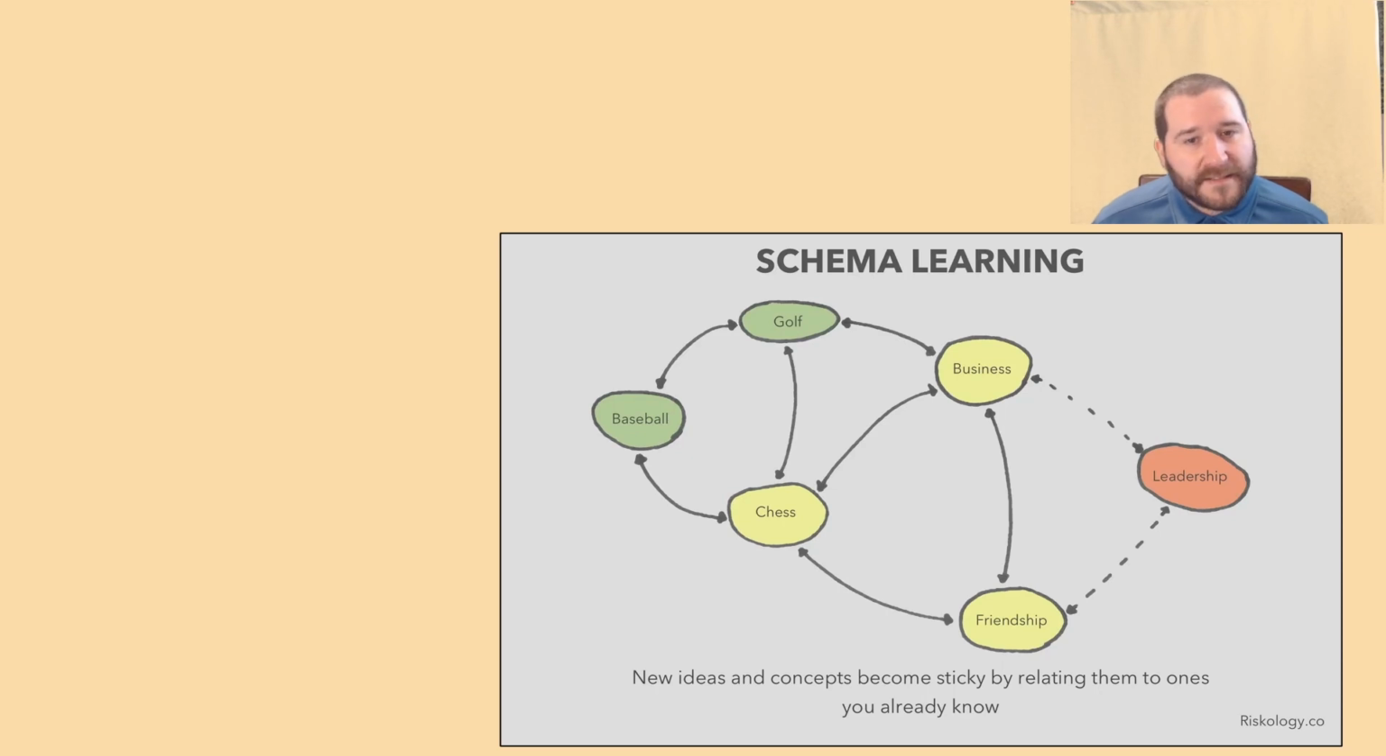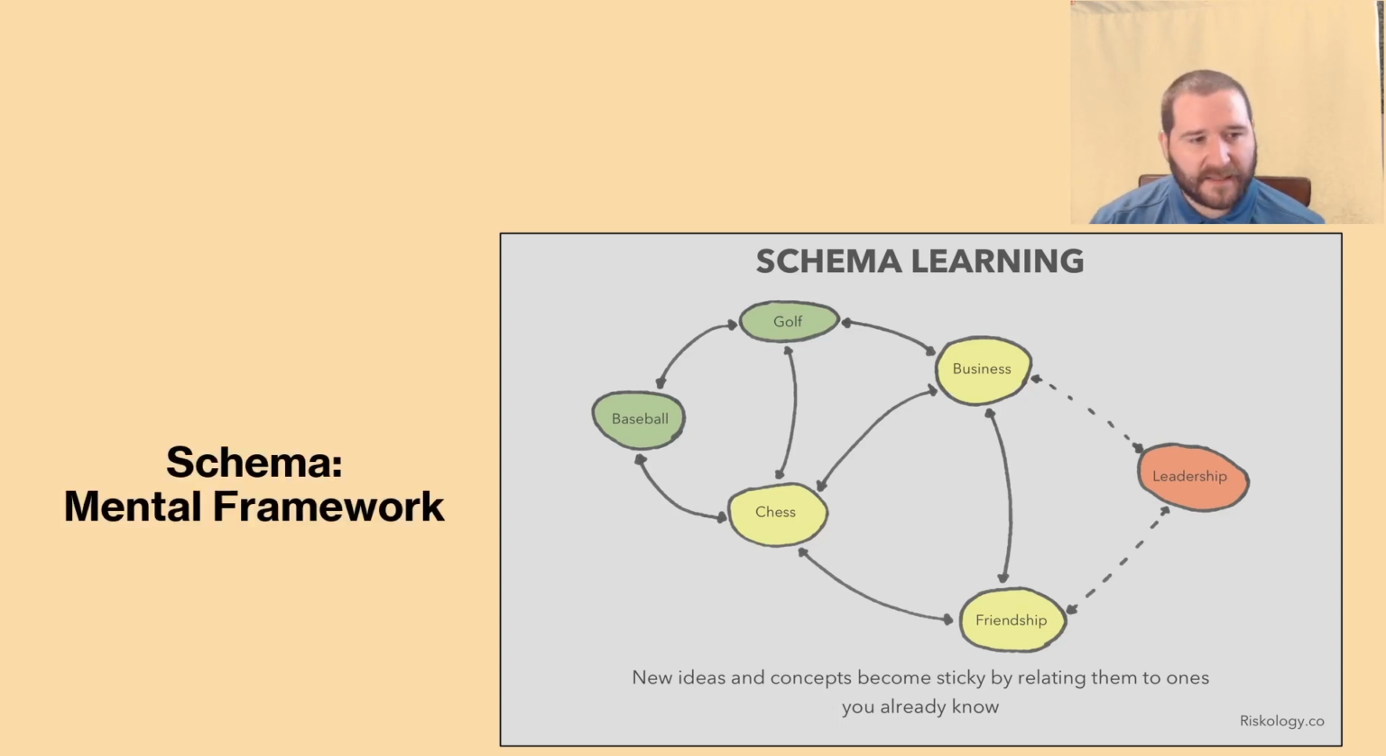But before we get to cognitive load, there's one more idea I want to talk about, and that is the idea of schema. Okay, so schema is the idea that everyone has their own sort of mental framework, right? They have their own long-term memory, and this memory builds connections between these different ideas and different experiences of your life.